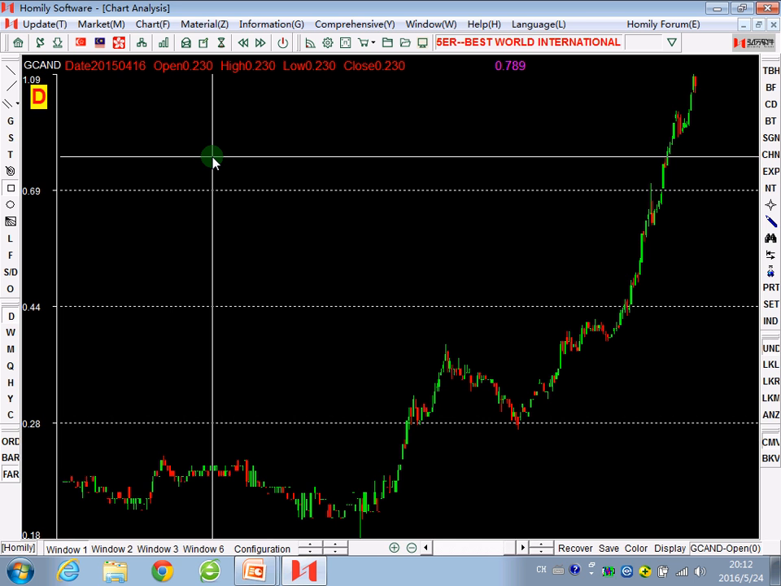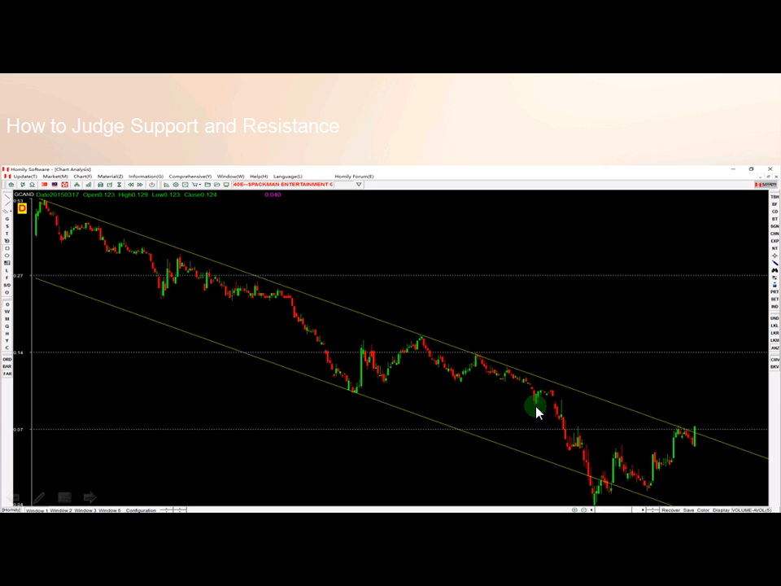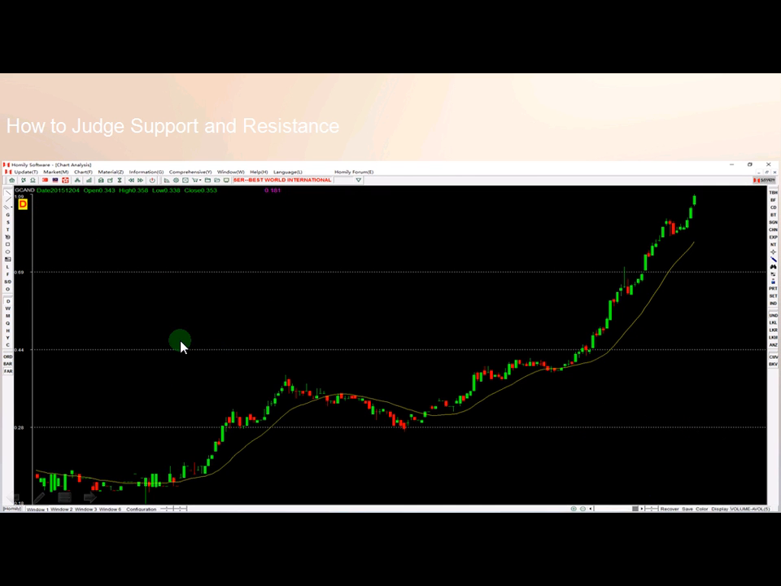like this stock that creates a new high. Okay, so we can see another one. Another way to judge the support and resistance: we can use trend line. You can use trend line to judge the support and resistance and buy low, sell high. This is the trend line. Okay. Then we can see the next one.